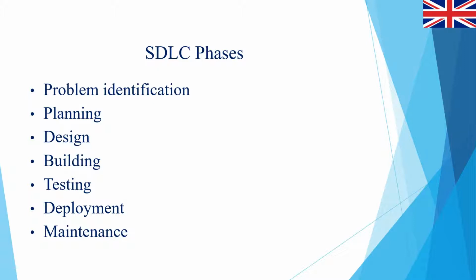Number 4. Building. The software code is generated. Let's create what we want. Number 5. Testing. Software deficiencies and defects, bugs and errors are identified and eliminated. Did we get what we want?